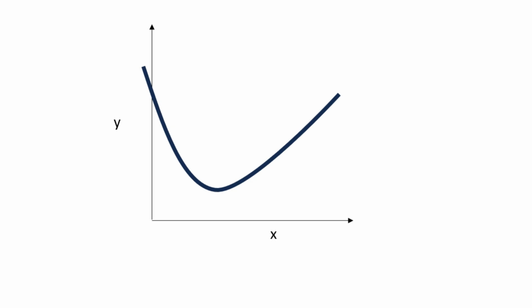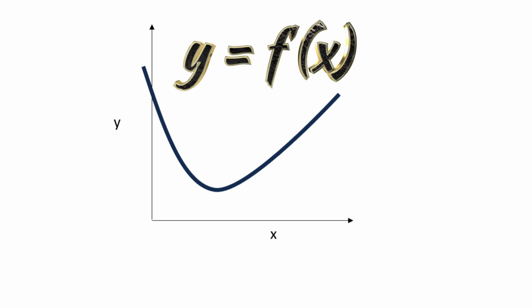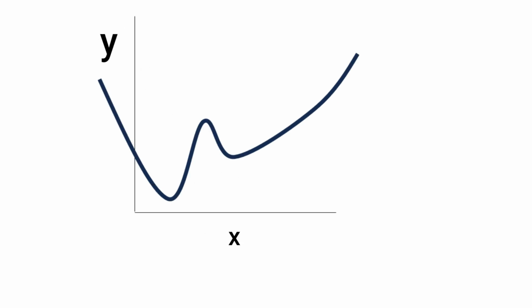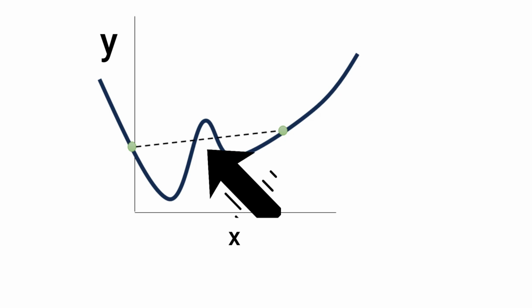Suppose we have a function y is equal to f(x). If we take any 2 points on the function and join them with a line, the line always stays above the function. Now consider this function. If we choose 2 points on the function like this and draw a line between them, we notice that the line intersects the graph and lies below the function over here.